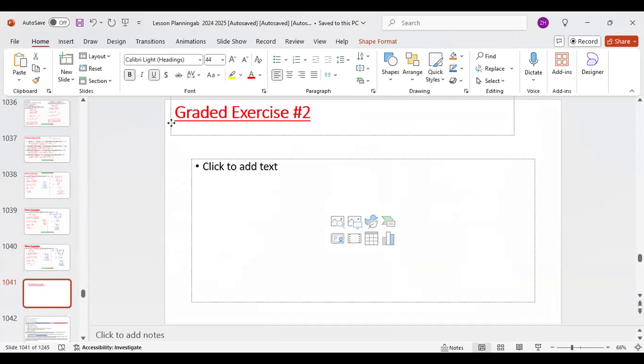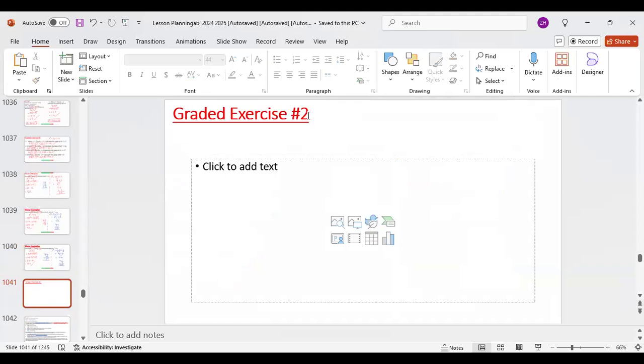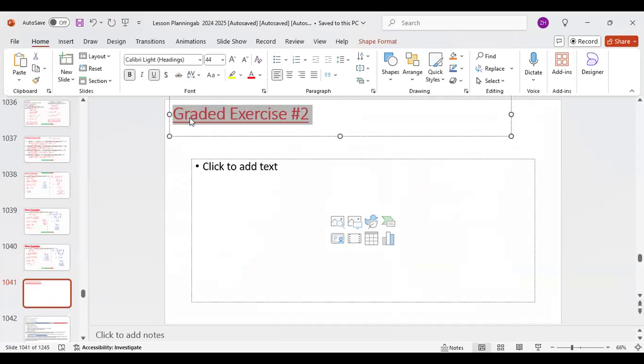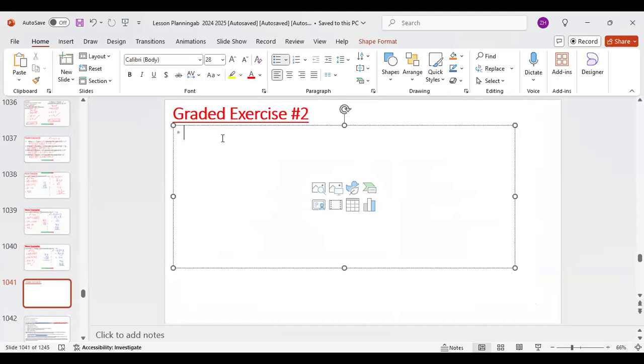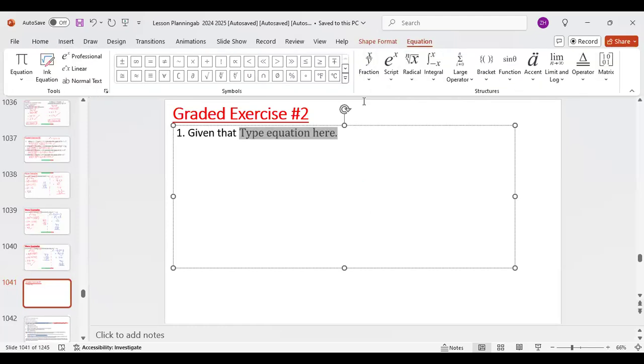No problem. So for grade exercise number 2, I want us to do a similar question. So given that, write this down for me, please. Given that.